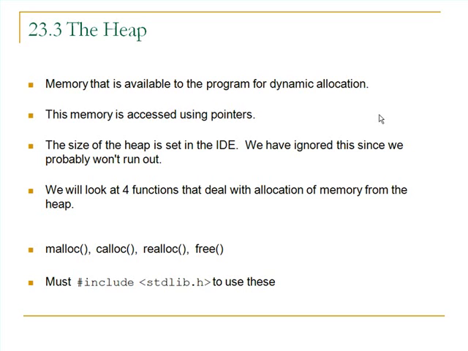So we're going to look at 4 C functions that deal with the allocation of memory from the heap. And we're going to pronounce these malloc, calloc, realloc, and free. So they stand for memory allocation, clear allocate, reallocate, and free. So free is kind of the opposite of allocate. You go and you grab some of the memory, but you're responsible then for giving it back.